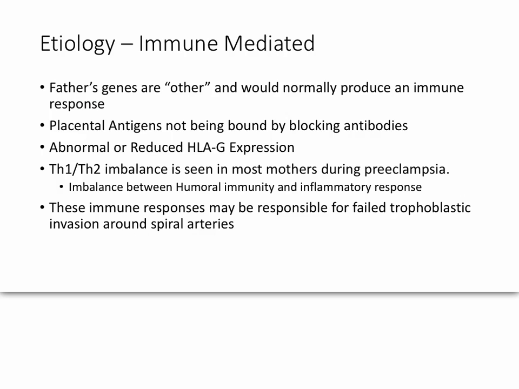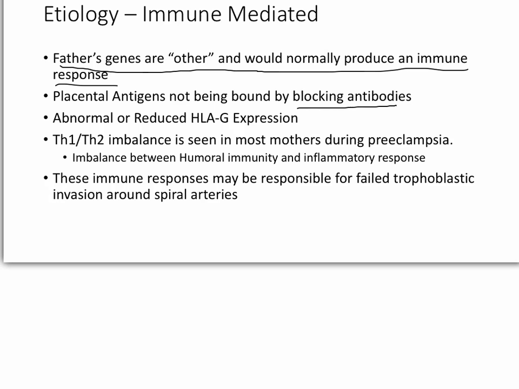So that's basically what I'm saying here on point 1, that the father's genes are other and would normally produce an immune response. So the baby having the father's genes, those other genes, will produce things that are antigenic to the mother's immune system. Now typically what will happen, two things will happen. The mother will produce blocking antibodies, and I've been reading immunology quite extensively, and I still don't understand where these blocking antibodies are coming from.